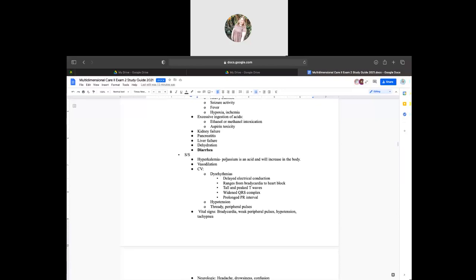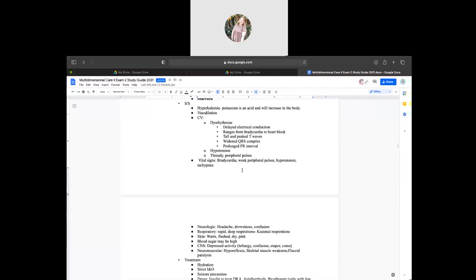So, signs and symptoms. One key sign and symptom you'll have with your metabolic acidosis, you're going to have hyperkalemia. So, you're going to have too much potassium. Potassium increases when the body is in a state of metabolic acidosis. You can have vasodilation. You can have dysrhythmias, especially since your patient's also in a hyperkalemic state, and hyperkalemia can cause abnormal heart changes. They can be hypotensive. Their pulses may be thready. They may have slow pulses. They may be weak.